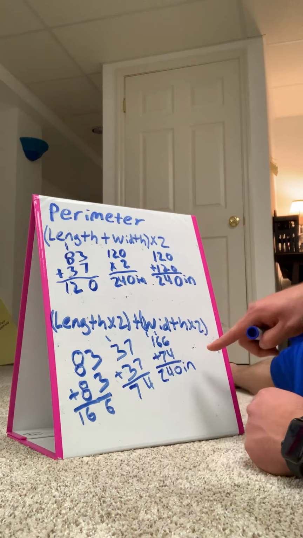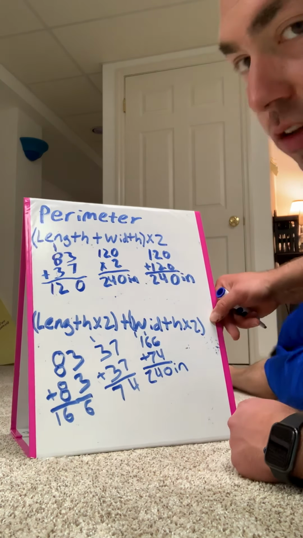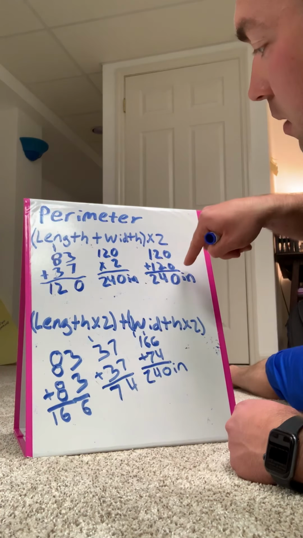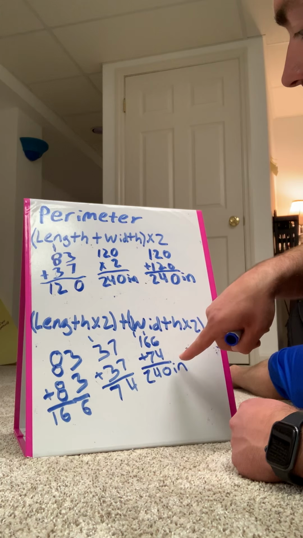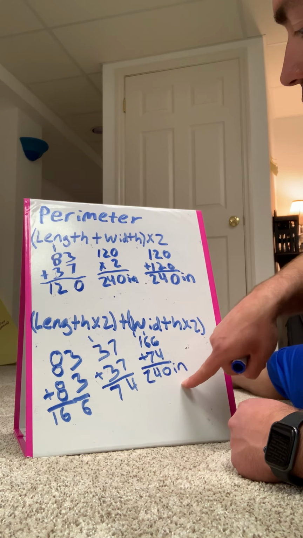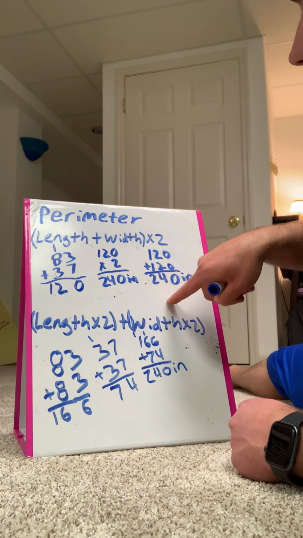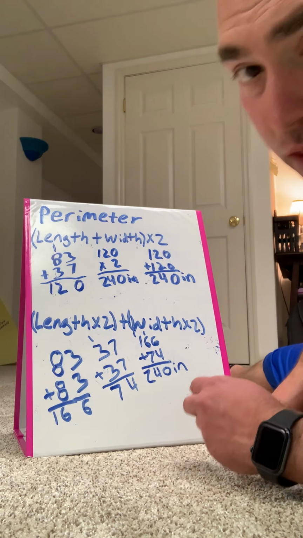Okay, so I prefer the first method. I think it's a little bit easier adding and then doubling, so you only have to do doubling one time. But you can absolutely do it this way as well. I think it's just a little bit more work and a little less efficient. So I prefer the first strategy, adding the length and width and then doubling, because then you're only doubling one time. But hopefully you guys found this informative.